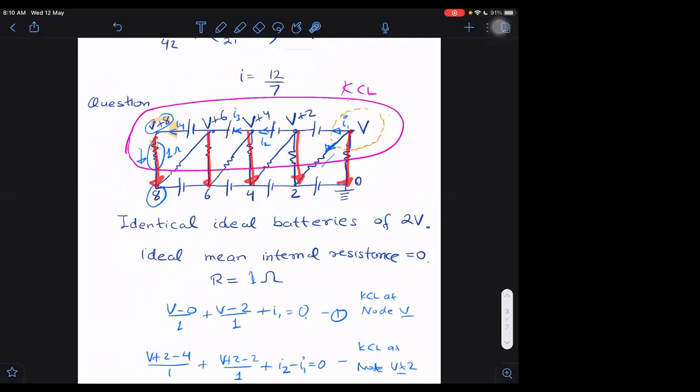Yes, sir, V by 1. All vertical branches contain the same current, and those currents are just V by 1. How many vertical branches are there? 5: 1, 2, 3, 4, 5. So I have to say 5 into V by 1, plus all diagonal branches will contain the same current, V minus 2 by 1. What is the outgoing current from this? Outgoing means I have to take minus 2. V minus 2 by 1 multiplied by 4, sir. Yes, multiply this by 4.